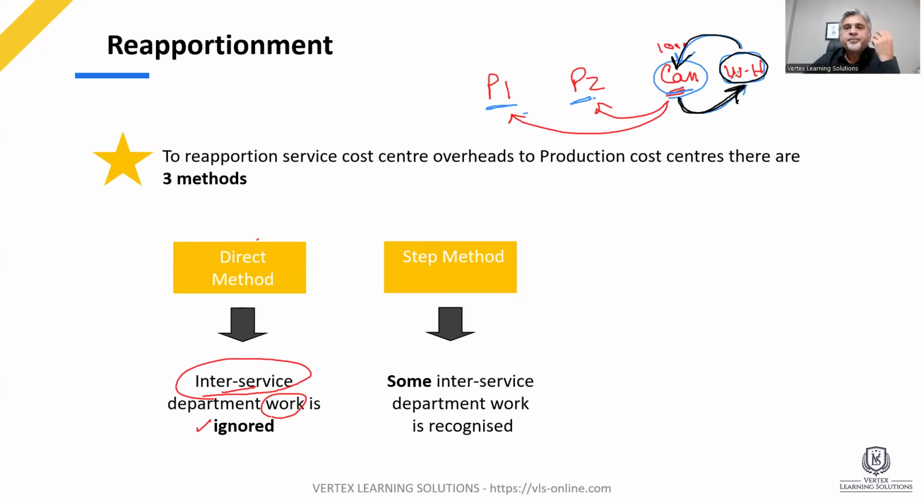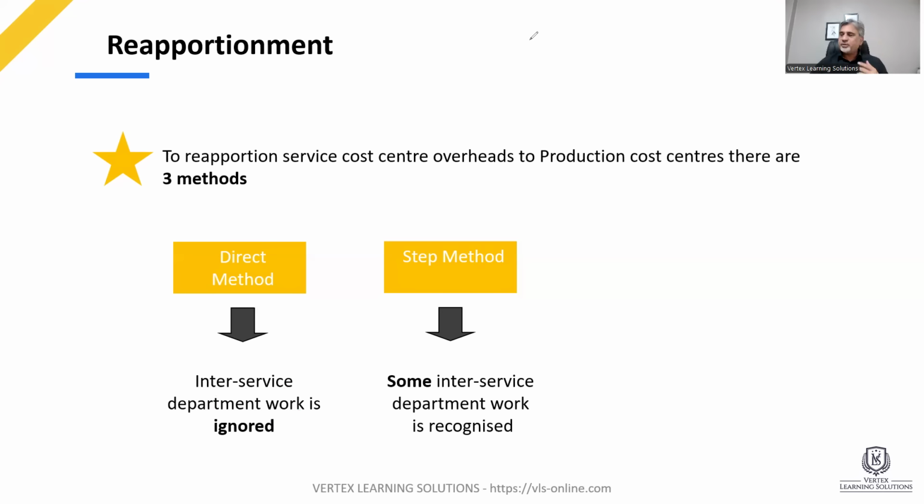Now, how to account for this work which they provide to each other? So we say that if we are using the direct method, we will assume that service departments don't provide service to each other. Actually, they do, but we will just ignore it. They do provide service to each other, but we said they will not charge to each other because ultimately they have to charge only the production department, and that makes life very easy. It makes working very simple.